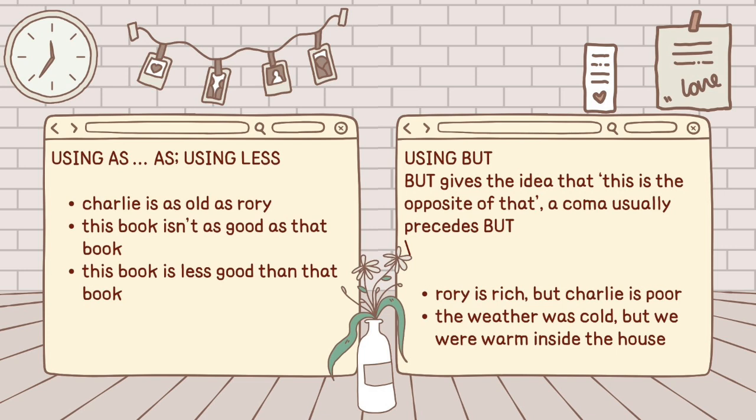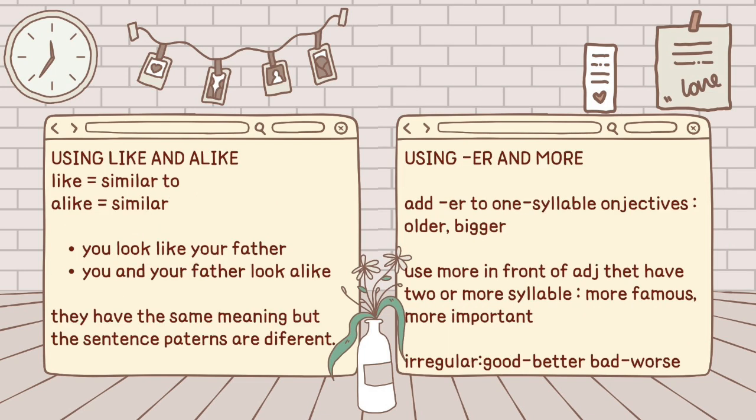Using but gives the idea that this is the opposite of that. A comma usually precedes but. Rory is rich, but Charlie is poor. The weather was cold, but we were warm inside the house.